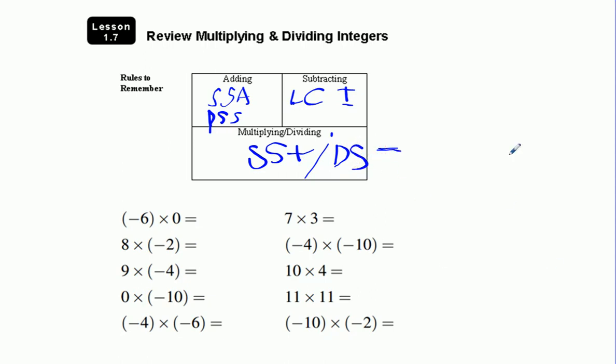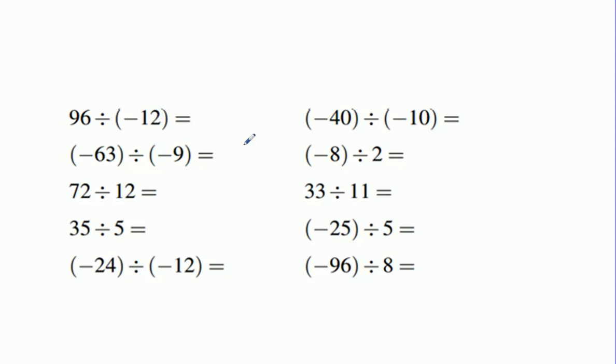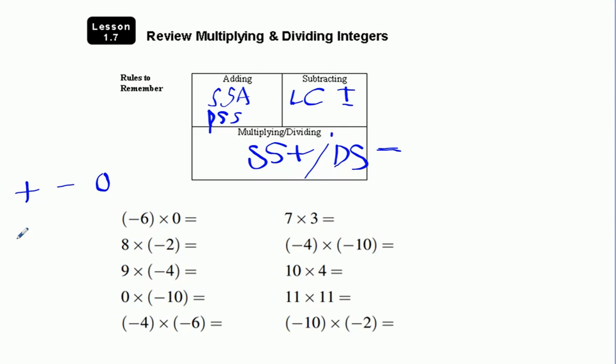Okay. So I want you to pause the video. I want you to tell me if the sign is going to be positive, you're going to write plus. If it's going to be negative, you're going to write negative. And if the answer is going to be 0, which some of them are, you're just going to put a 0. So right now, without putting them in your calculator, I just want you to go through these multiplying problems and underneath these dividing problems and tell me if the answer is positive or negative first. Pause the video, and come back and we'll go over the questions together.